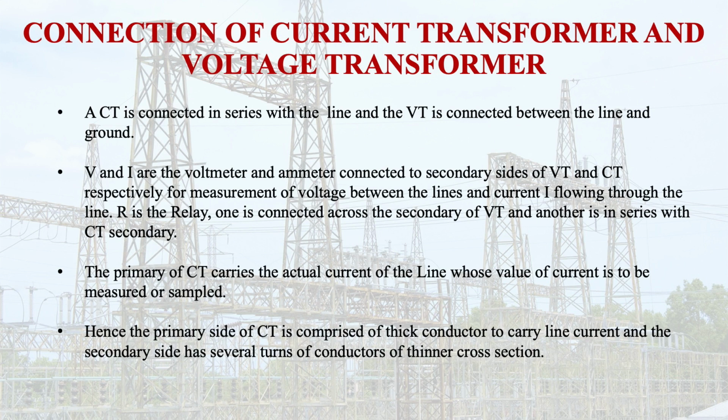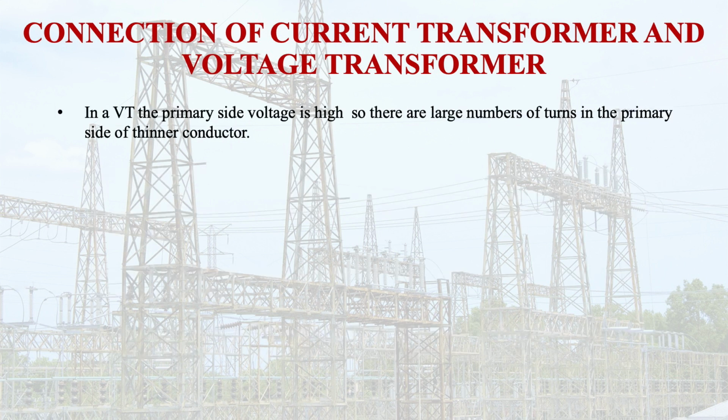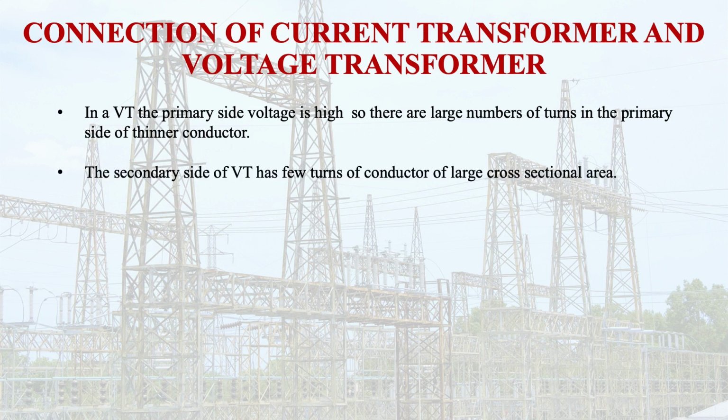So in the voltage transformer, the primary voltage is high, so there are a large number of turns of thinner conductor in the primary side, and the secondary side of the voltage transformer has few turns of conductor of large cross-sectional area. So the secondary side carries large current for supply to the burden.